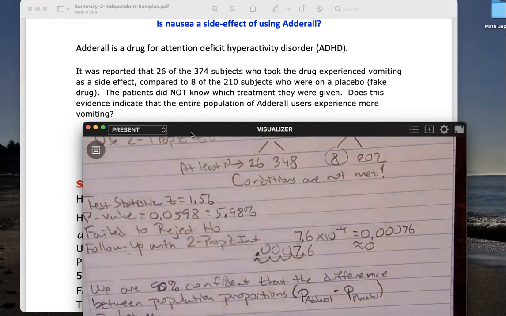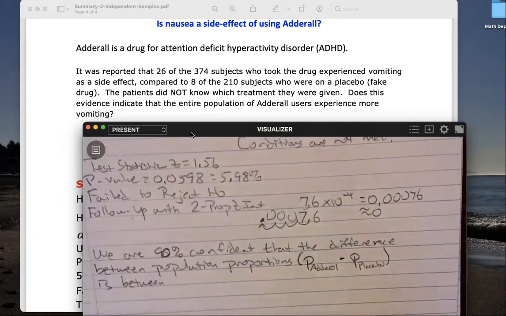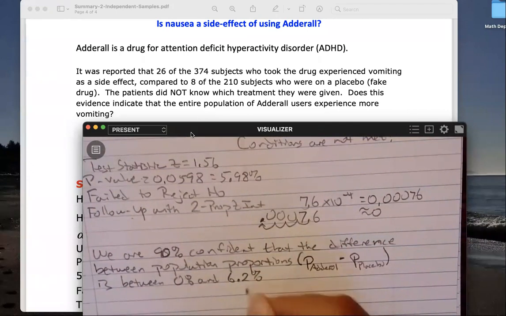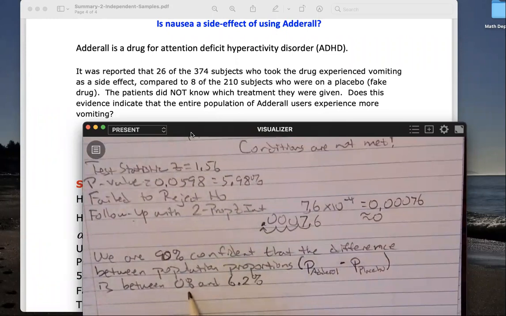Now, these are percentages. So that would be 0%. And it was 6.2%. So 0% is a believable value, but it could be that the population proportion of the Adderall was 6.2% bigger than the other. That was the magnitude of the difference. So the question is, is that a big enough proportion that we'd have to be concerned with warning people that they might possibly? Well, I guess that'll have to be up to the researchers.